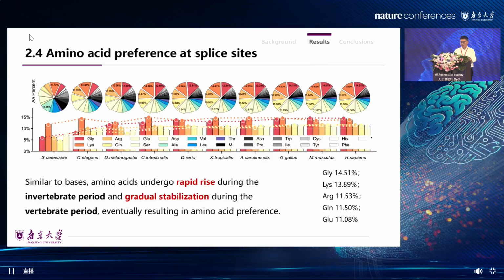We analyzed the amino acid frequency at splicing sites. We saw a distinct preference for 5 amino acids, including glycine, lysine, and arginine. Just like the terminal G, the prevalence of these amino acids follows the same evolutionary trajectory, a rapid increase from invertebrates to vertebrates, followed by stabilization.